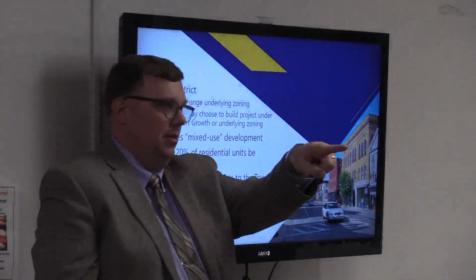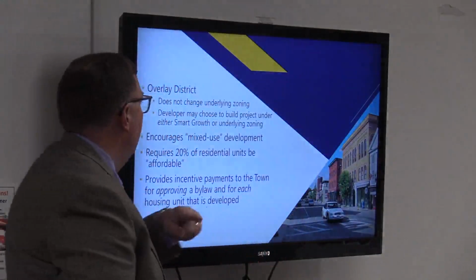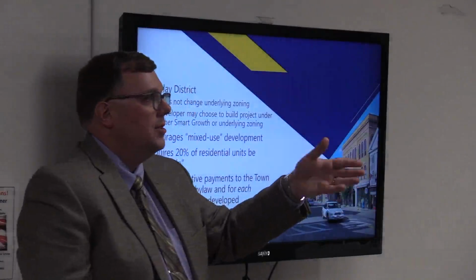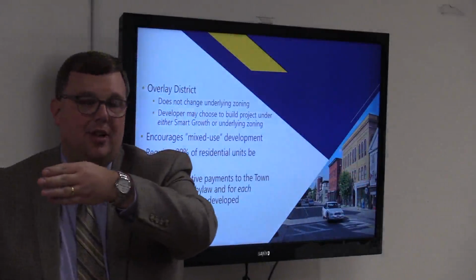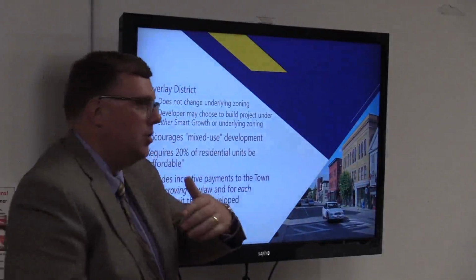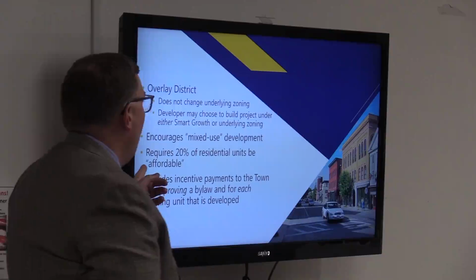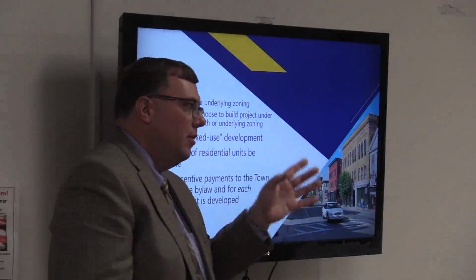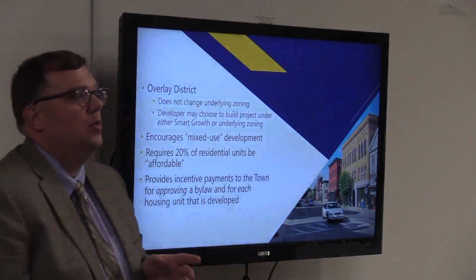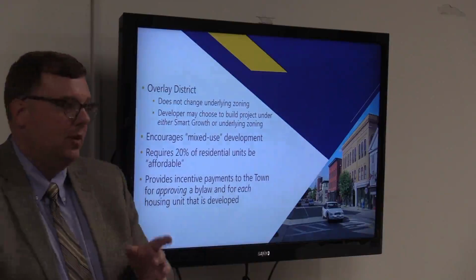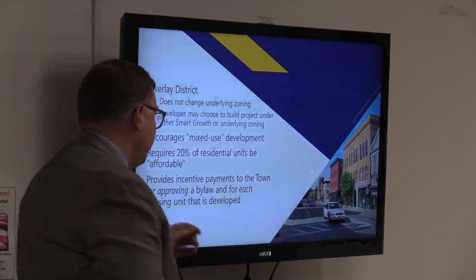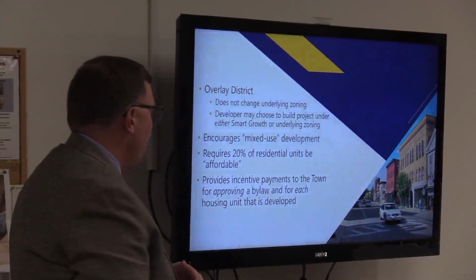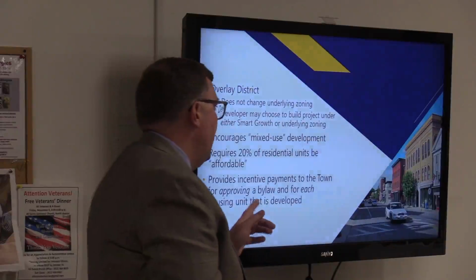I'm just going to keep going, but save your thought, please. It does encourage mixed-use development, but does not require it. When we say mixed use, prime example is just out here, Berkshire Mills. That's a mixed-use example. It does require 20% of residential units to be affordable. Several months ago, there was a lot of conversation as to what is the definition of affordable, and we'll get into that a little later in this presentation. And it provides incentive payments to the town for approving a bylaw and for each housing unit that is developed.